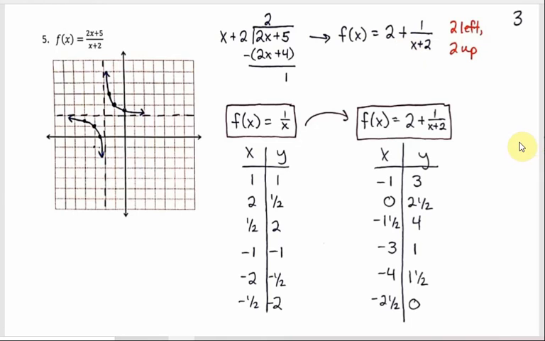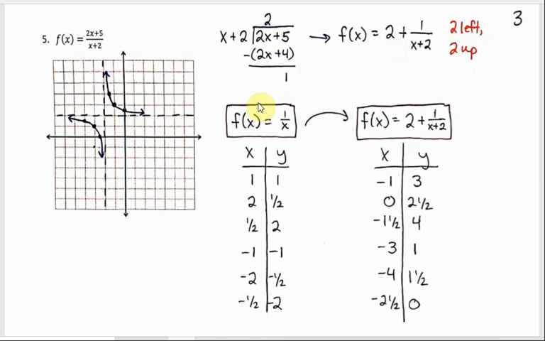Then number 5 is another one of these where you look at it and you go, that doesn't really look like a transformation of 1 over x, but if you do the long division, which I did here, so 2 times x plus 2 will give you 2x plus 4, you subtract 5 minus 4 will give you that remainder of 1. So this is 2 plus 1, all right, there's the remainder, over x plus 2. But then in terms of getting from 1 over x to here, that's a shift of 2 to the left, right, because we've got the x plus 2 instead of x, and then a shift 2 up because of this plus 2 on the end.